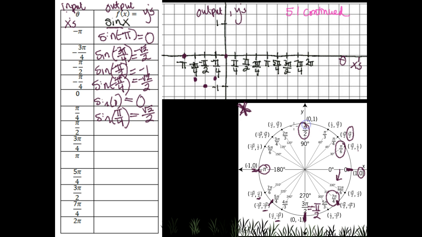Now the sine of pi over 2 is 1. The sine of 3 pi over 4, so that lands us right here, is equal to root 2 over 2 again. So if we graph this, sine of pi over 4 is root 2 over 2.